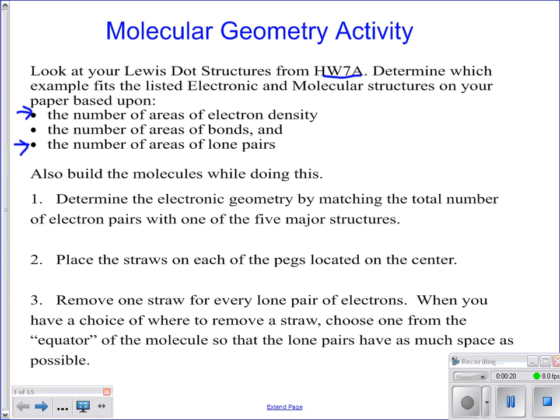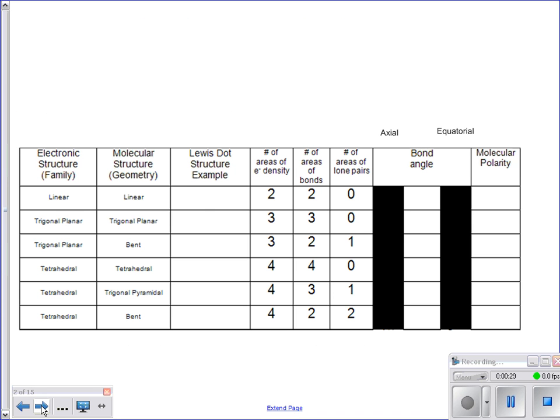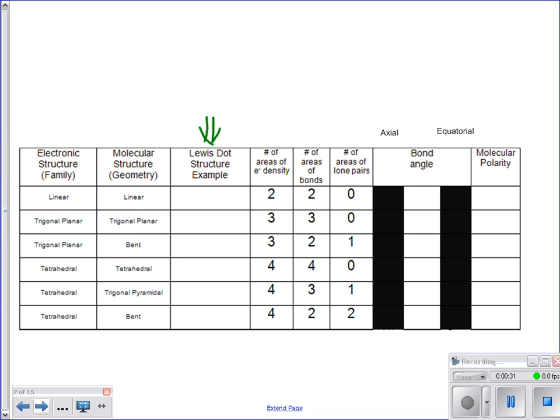They're going to think about the number of areas of electron density and the number of areas of lone pairs on the central atom. Also in front of them, they have this chart, and they're filling that information in right here. These are the two main things that I tend to look at. The other one, the number of areas of bonds on that central atom, always ends up working out if you look at the other two.